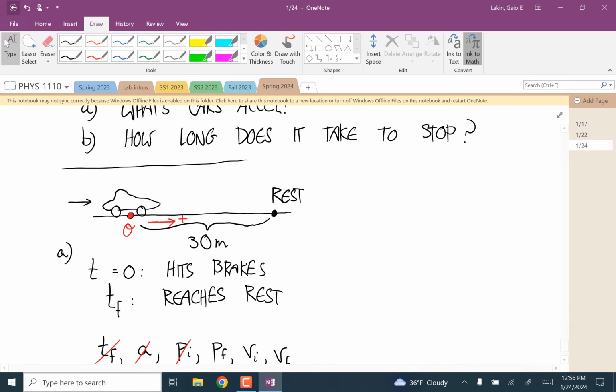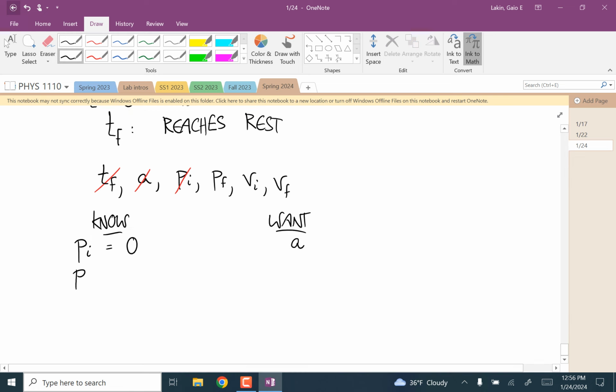Do we know the position when we turn the stopwatch off? Do we know the position of the car when it comes to rest? Yeah, we know that if you start at 0 and go 30 meters in the positive direction, the position is going to be positive 30 meters. So P sub F is, I'm just going to be explicit with the signs of these for now, so I'm going to call that positive 30 meters.